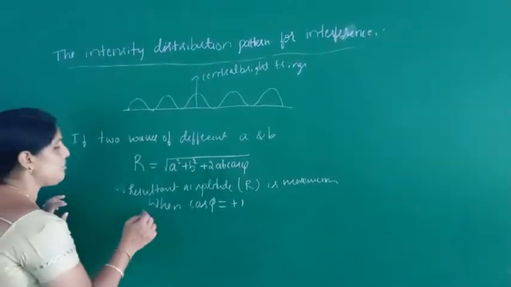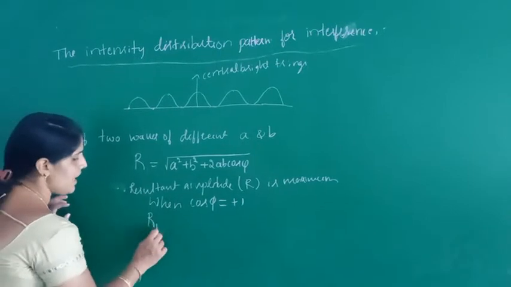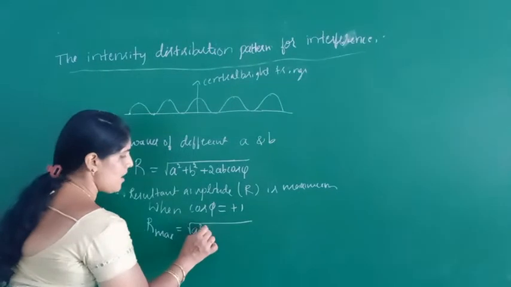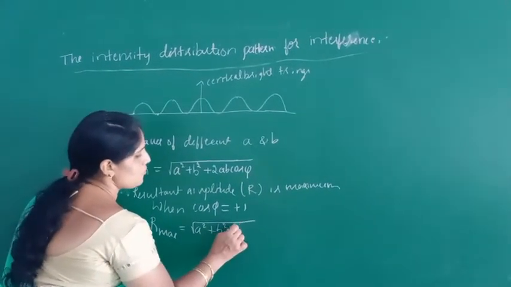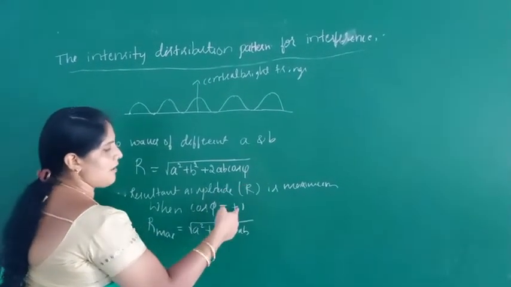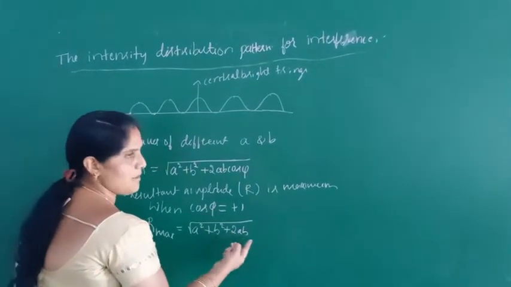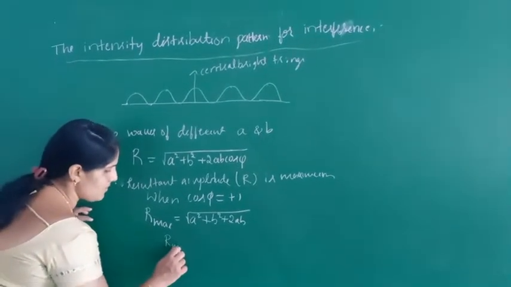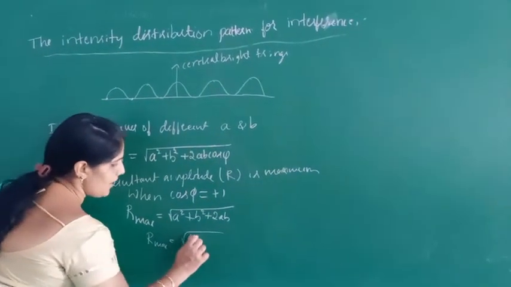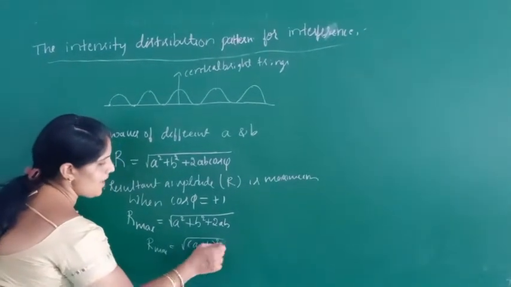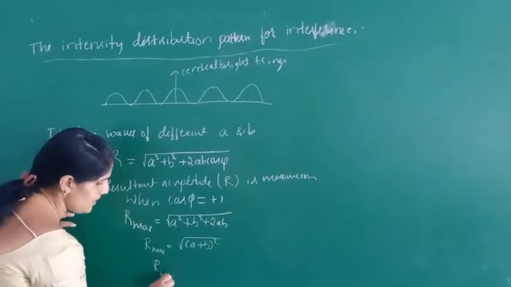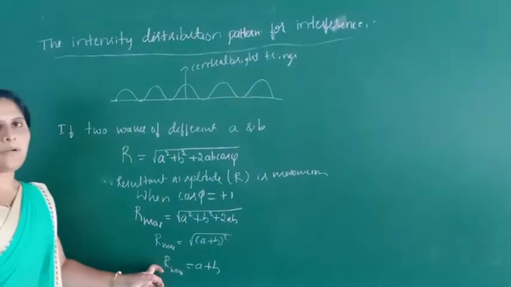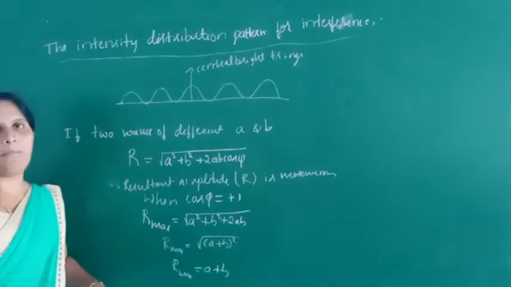If cos phi is equal to plus 1, this equation becomes R maximum equal to square root of A square plus B square plus 2AB into cos phi. Cos phi is plus 1, so 1 into 2AB is 2AB. So this is in the form of A plus B whole square. Then R maximum is equal to square root of A plus B whole square. Again the square root cancels, then R maximum value is A plus B. In this case, the resultant amplitude is the sum of the individual amplitudes.